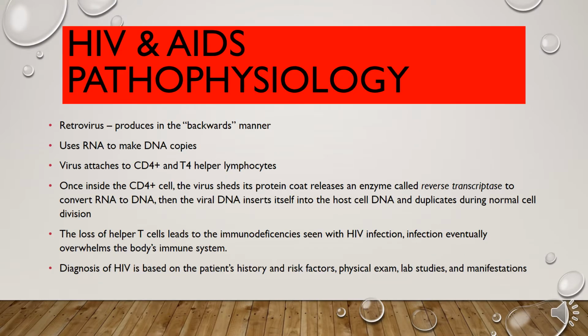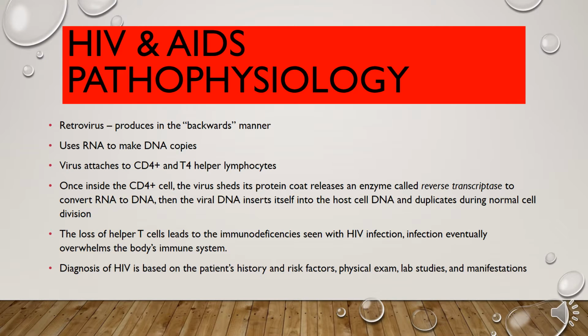Okay, moving on to HIV and AIDS. So talking about pathophysiology to start with. HIV is a retrovirus, meaning it replicates in a backwards manner. So rather than using DNA to copy the cells, it uses the RNA to make DNA copies. The virus attaches to CD4 positive T4 helper lymphocytes. Once inside that CD4 cell, the virus sheds its protein coat, releasing an enzyme called reverse transcriptase to convert RNA to DNA. And then the viral DNA inserts itself into the host cell DNA and duplicates through normal cell division.